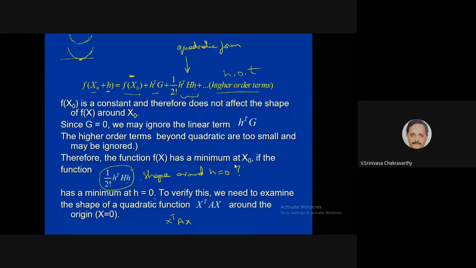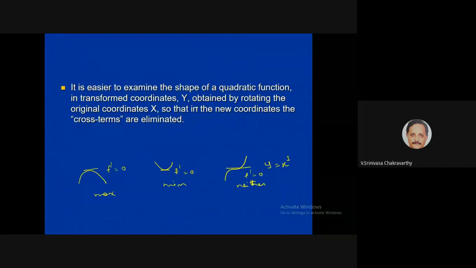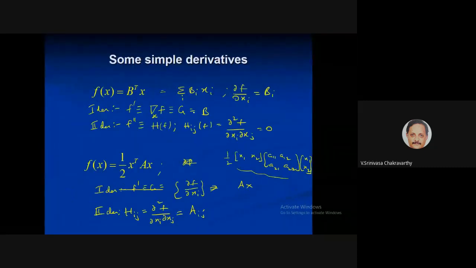So, with that question in mind, we expanded the multivariate function around some point x naught, where the gradient is 0, and then we observed that the shape depends primarily on the second order term, small h transpose capital H, small h, where capital H is the Hessian, which has all the second derivatives. And so now the question is, what is the shape of that function?